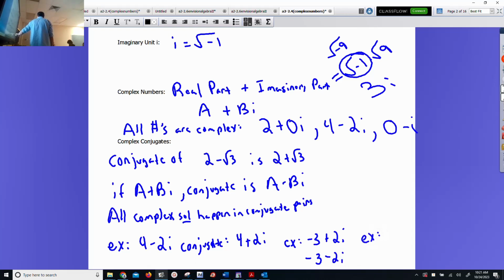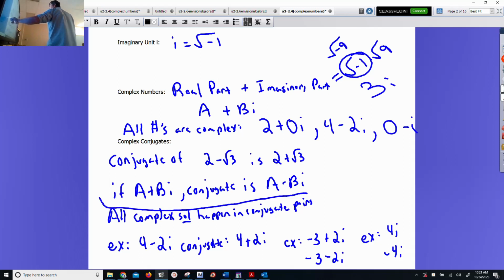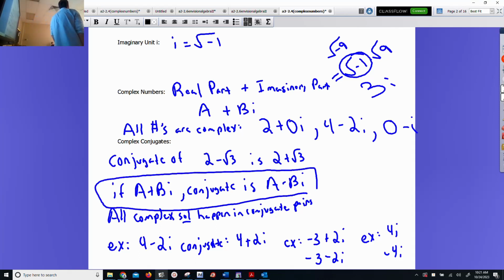Do something silly like positive 4i. What's its conjugate? Negative 4i. If you're just now tuning in, it's all about this line right here. What changes sign? The real piece or the imaginary piece? Imaginary piece. That's all you do from conjugate. It's not a hard skill.